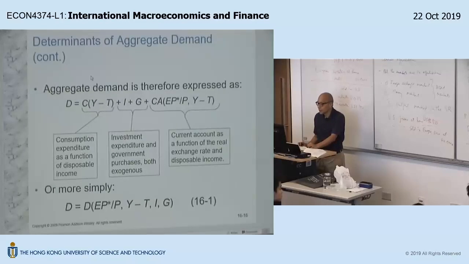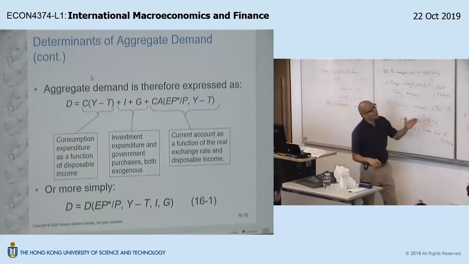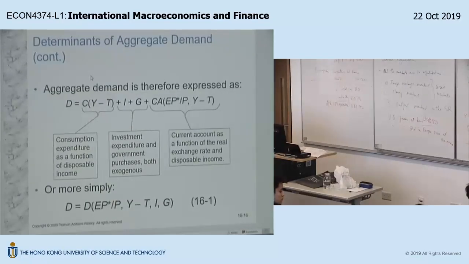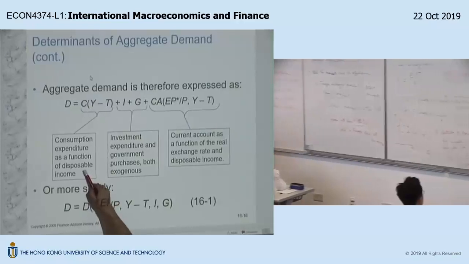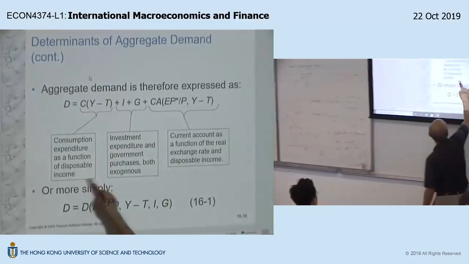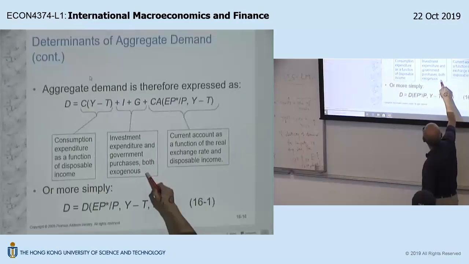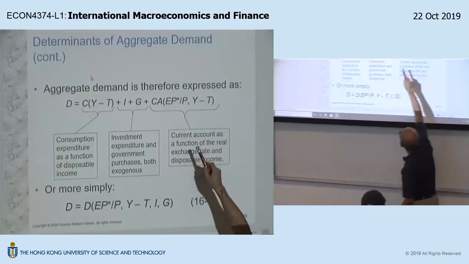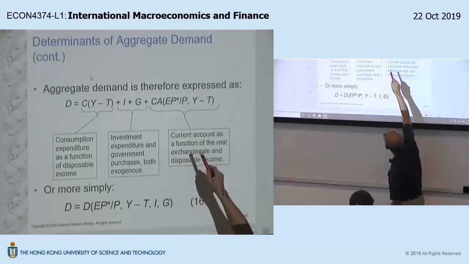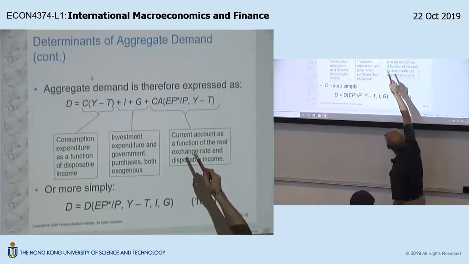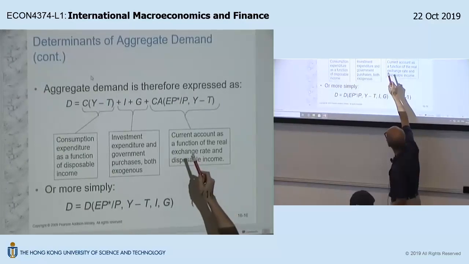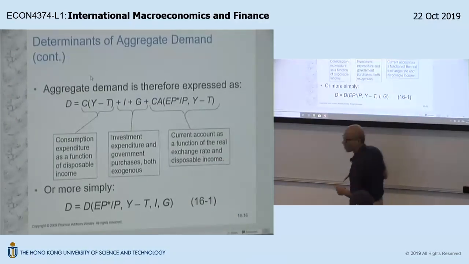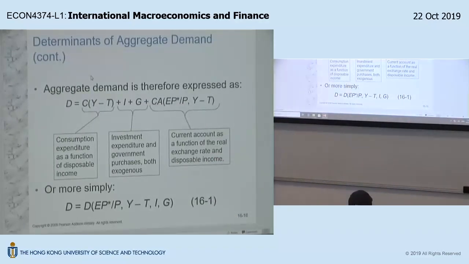So basically, your aggregate demand is expressed by this equation. Consumption expenditure is a function of disposable income, positively related. Investment expenditure and government purchases are both exogenous. And then the current account: the first component is the real exchange rate, to which it is positively related, but it is negatively related to disposable income. So you can put it like that. All right.